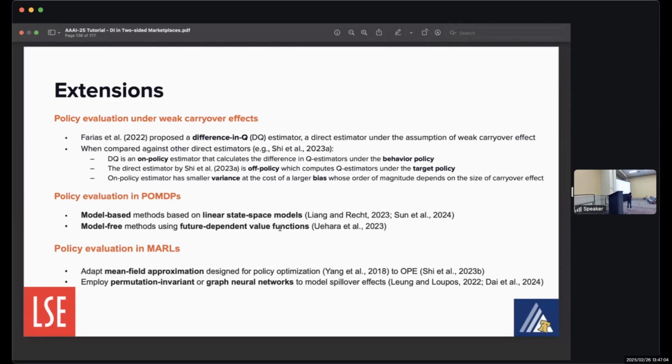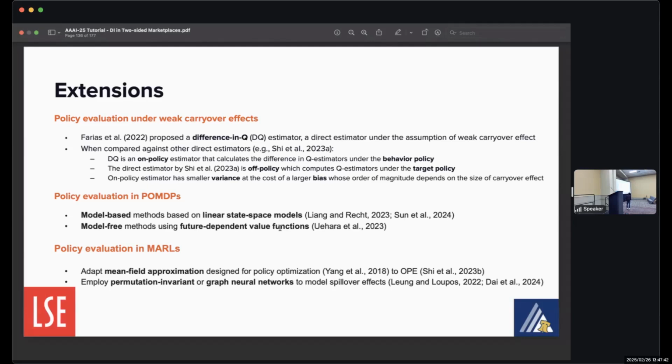So basically, this difference-in-Q estimator can also be viewed as a direct estimator. But when compared against other direct estimators, this DQ estimator is an on-policy estimator, which calculates the difference in the Q estimators under the behavior policy, under the policy that generates the experimental data. In comparison, most direct estimators studied in the reinforcement learning literature are off-policy in nature. They calculate the Q function estimators under the target policy. And it turns out that there's a bias-variance trade-off between these on-policy estimators and the off-policy estimators.